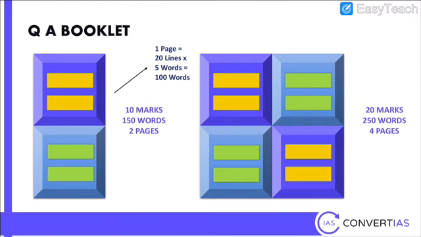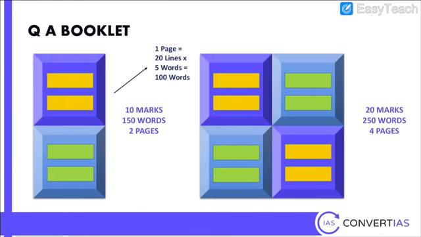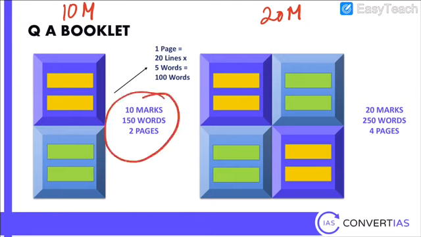Now, this is how the QA booklet looks. QA means question answer booklet. This is how you will be getting the questions in the examination hall. So, first one, let's say there are two types of questions. Here you will see, you will have questions of 10 marks or questions of 20 marks. These two kinds of questions you will be getting. So let's say this is a 10 marker question and this is a 20 marker question. Some question is written and you have 2 pages. So 10 marks questions, 2 pages, you have to write it in 150 words.